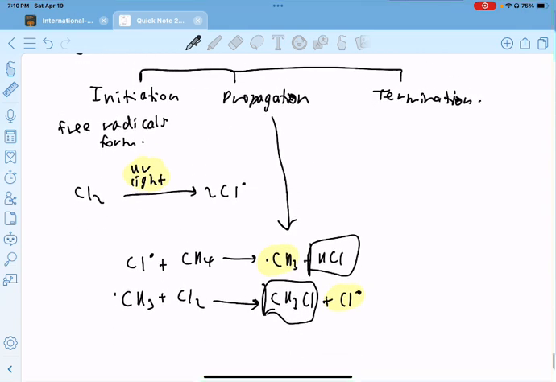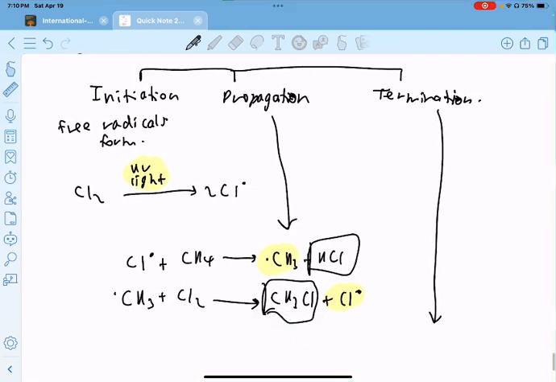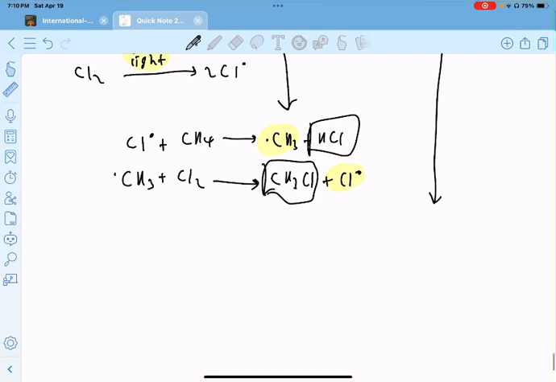There's no way of understanding this. You just have to kind of cram it, okay? But I'm trying to give ways of trying to understand these things. Termination step is when 2 free radicals combine. CH3 free radical with the CH3 free radical, you form C2H6. Another one is CH3.